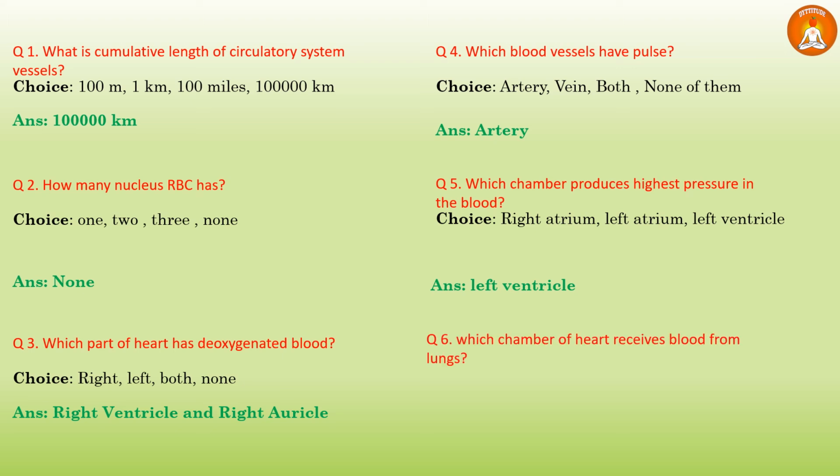Which chamber of the heart receives blood from the lungs? Naturally, lungs oxygenate the blood and it is received in a part, whether it is right atrium, left auricle. So atrium and auricle, they are the same, right? And the answer is left auricle or left atrium.